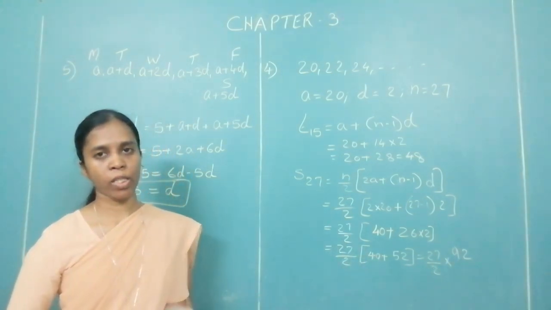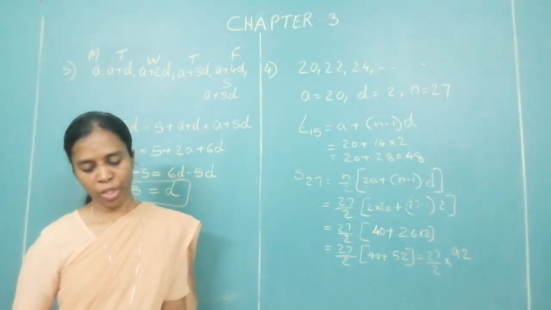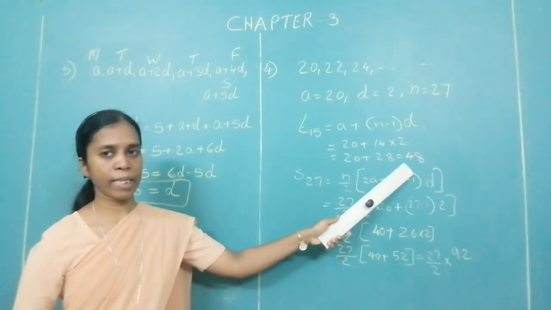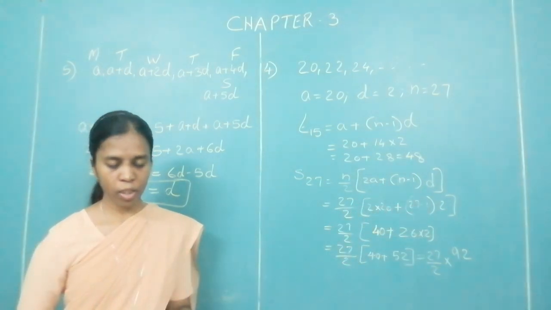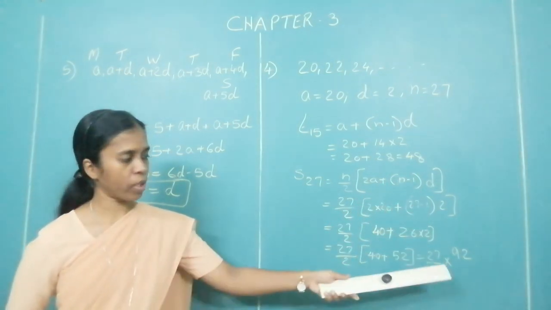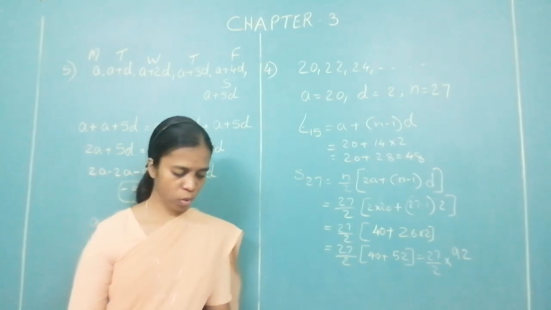So write the concluding statement. Therefore, in the 15th row, there are 48 seats and the total number of seats in the auditorium is whatever answer you get over there. Okay. Question number 5.